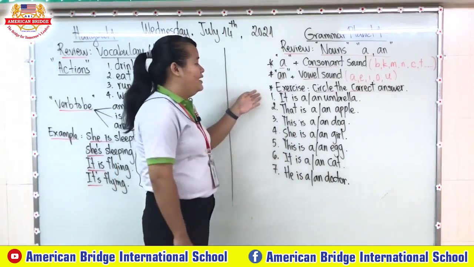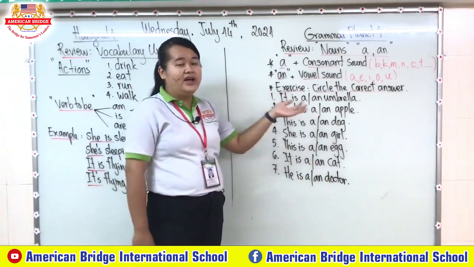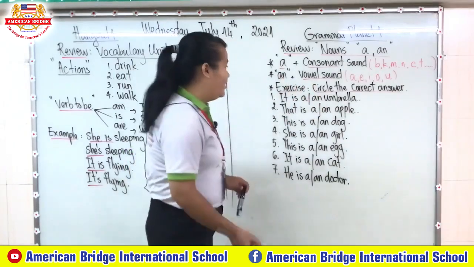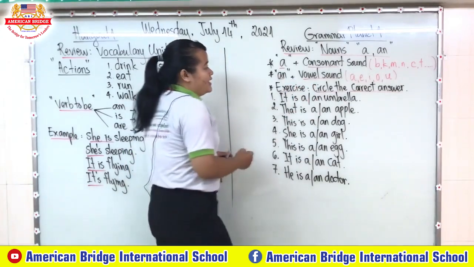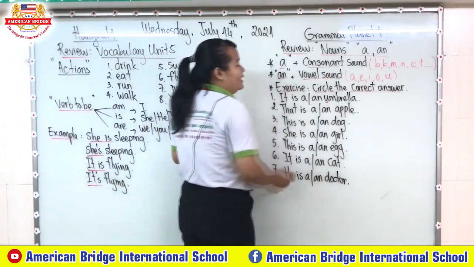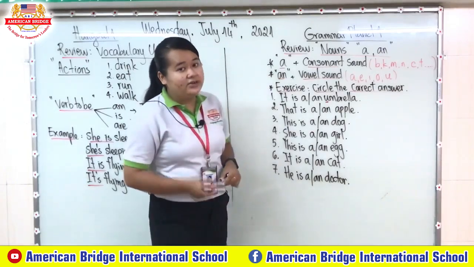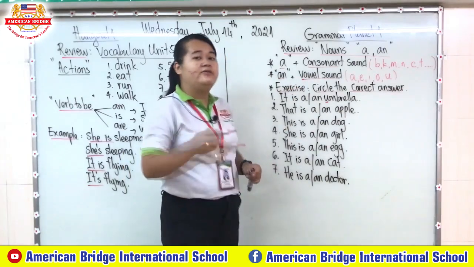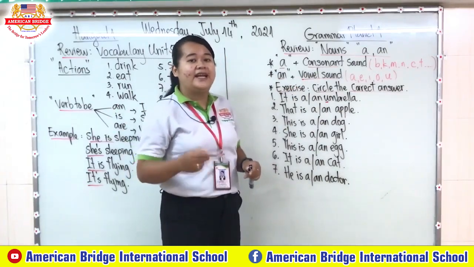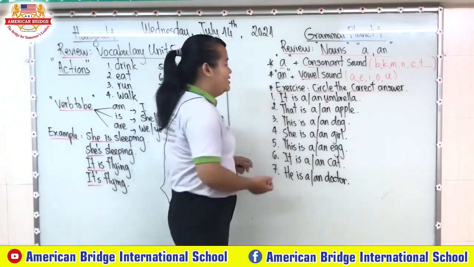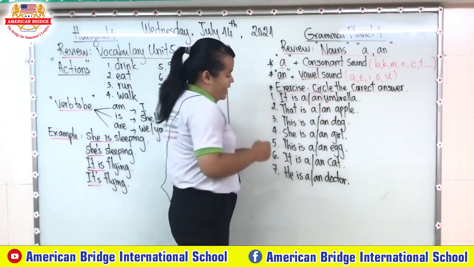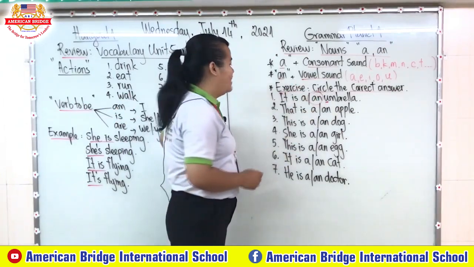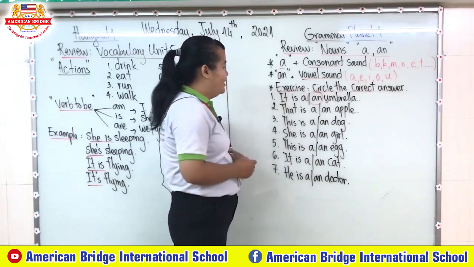So number 1, it is a umbrella or it is an umbrella. Which one is the correct one, everyone? Umbrella starts with the letter U. So letter U is a vowel sound. So when we use a vowel sound, do we use a or an? Good. So we need to use an, right? So it is an umbrella.